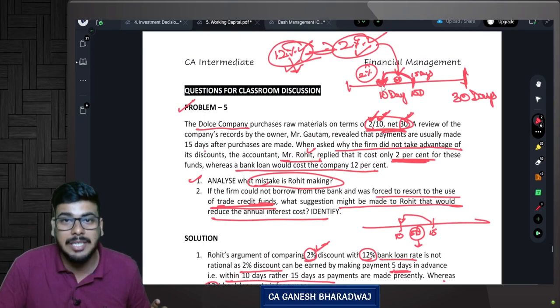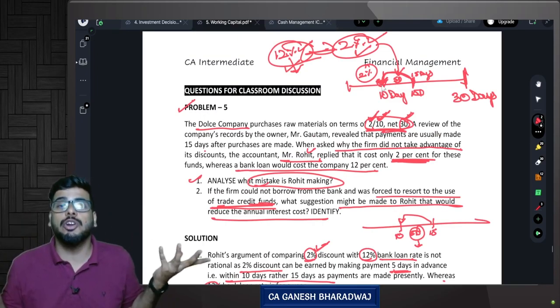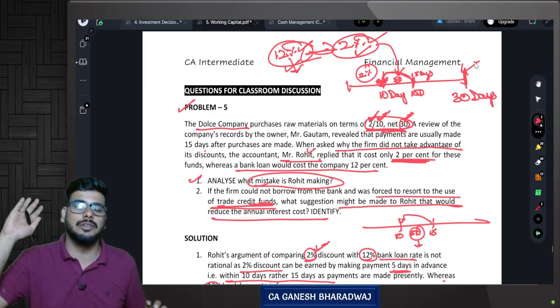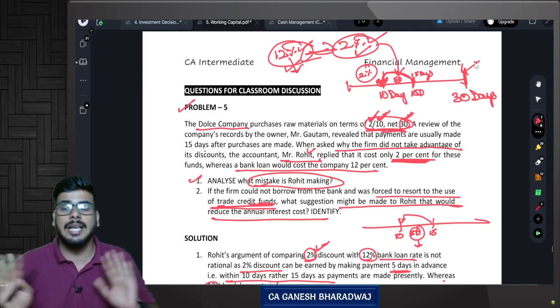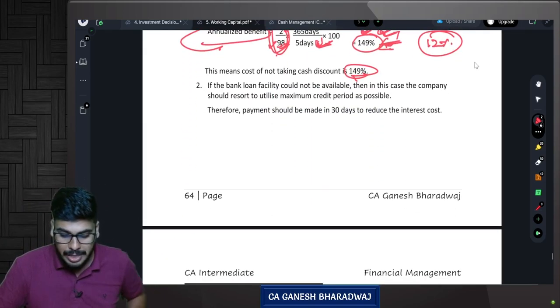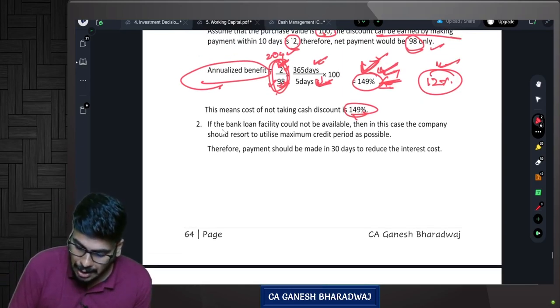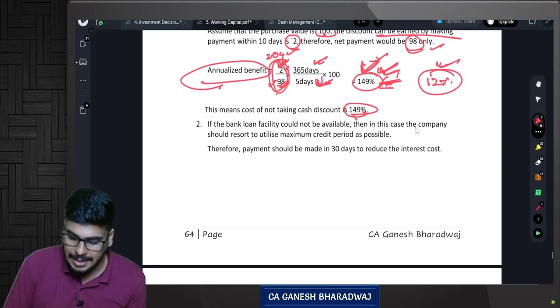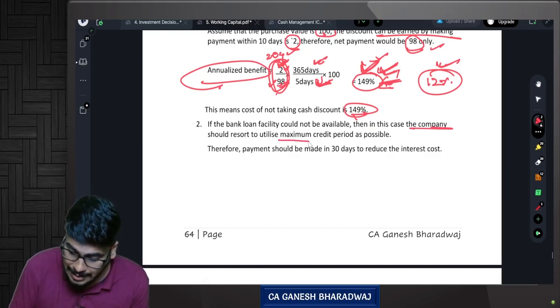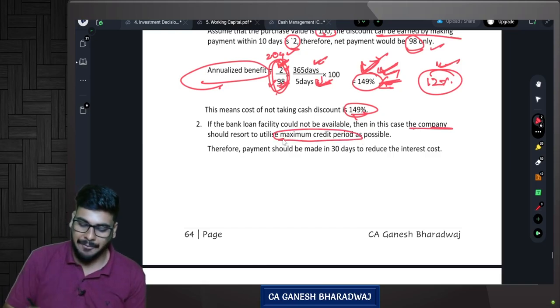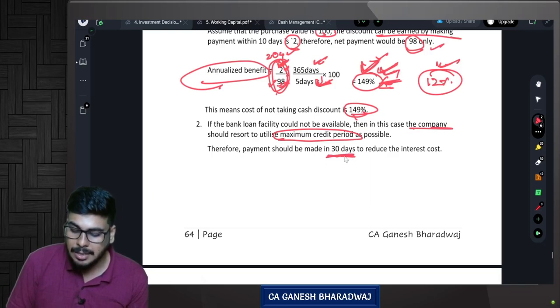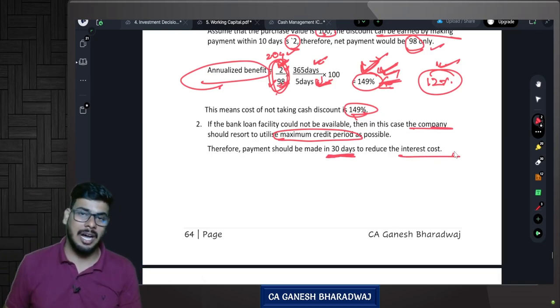If you're getting the loan, pay it within 10 days, avail the discount benefit. If you're not getting the loan, definitely it needs to be paid within 30 days. There is no second thought about it. That is what they have mentioned. If the bank loan facility is not available, then in this case, the company should resort to utilizing the maximum credit period possible. Therefore, the payment should be made in 30 days to reduce the interest cost. Are you clear with this?